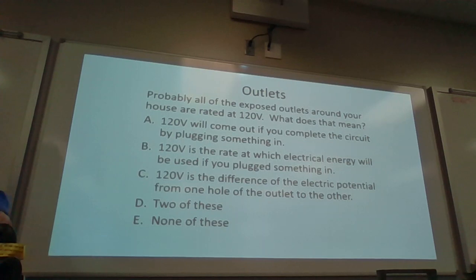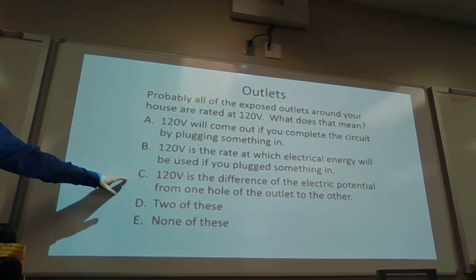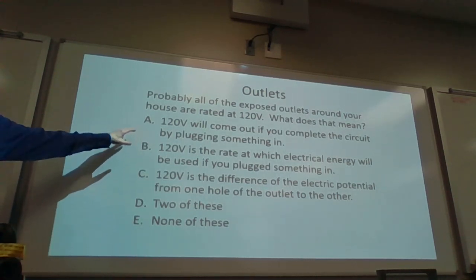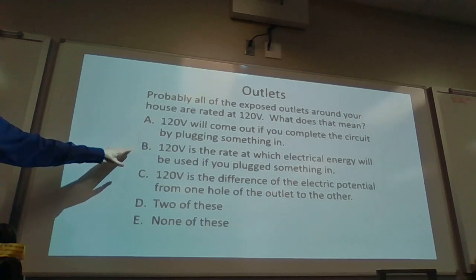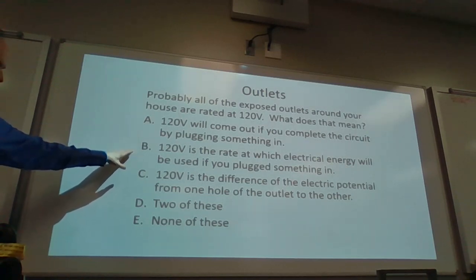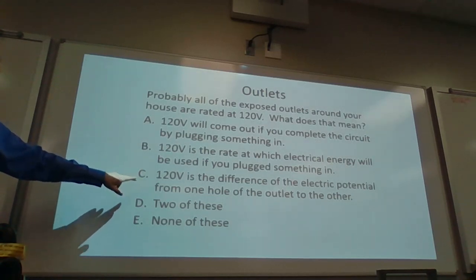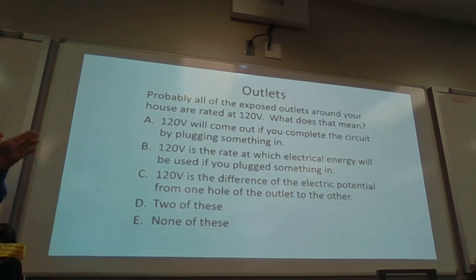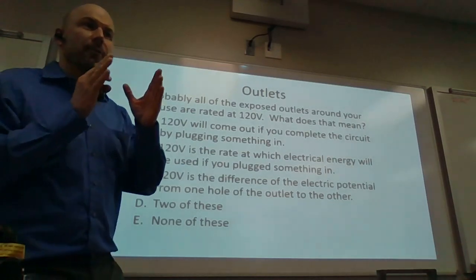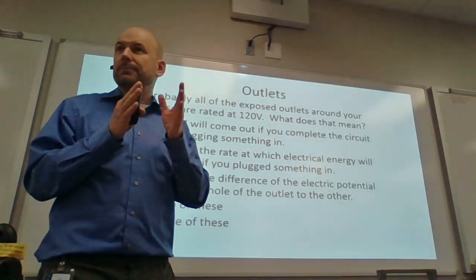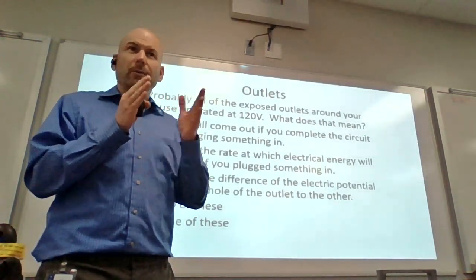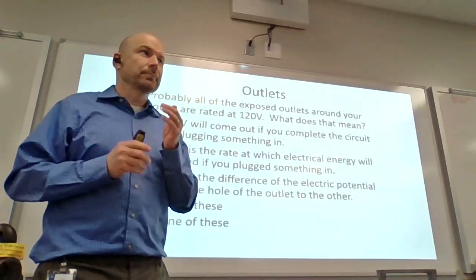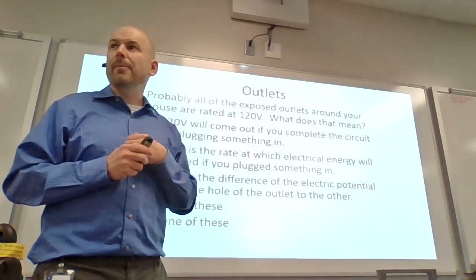Okay, correct answer is only C. This is talking about current. This is talking about power, which you'll learn about tonight. So one side compared to the other, the two prongs, there's a difference in electric potential from one side to the next. One is crowded, the other one is not. Okay, good with that?